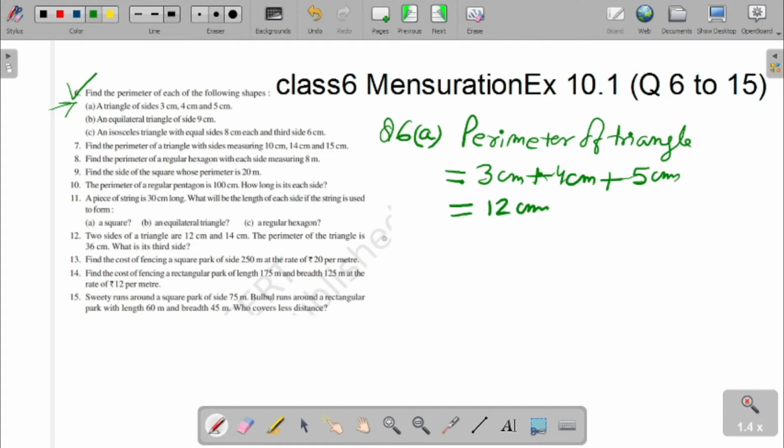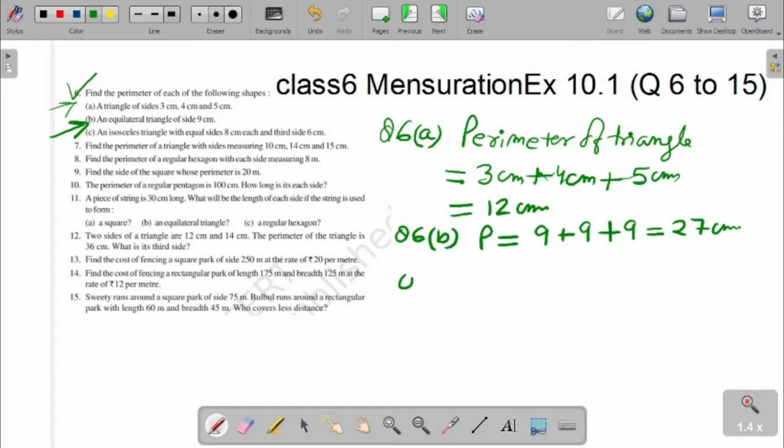Okay. Now we move to the B part. This is an equilateral triangle. Equilateral means all sides are equal. So in case of question number 6, B part, perimeter is equal to the sum of 3 sides and all sides are equal. So we write 9 plus 9 plus 9. If you add them, 27 centimeter. This is the perimeter in case of B part.